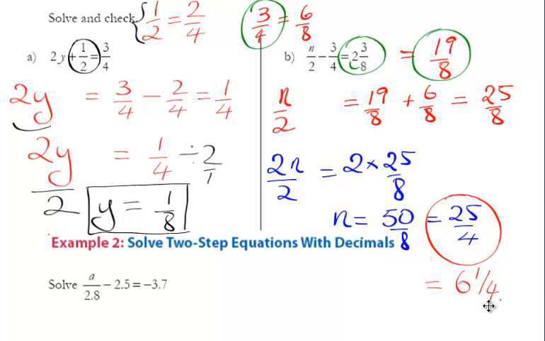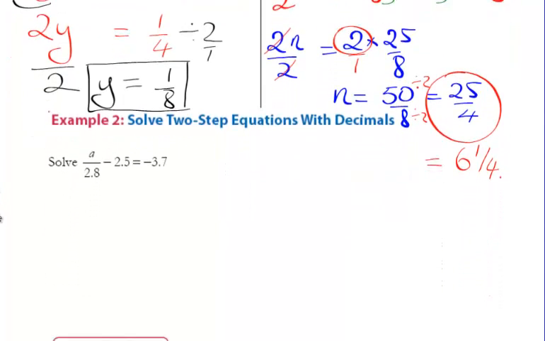So I went through and I added 3 over 4 to both sides. And that gave me n over 2 by itself is equal to 19 over 8 plus the 3/4, 6 over 8, 25 over 8. So that was n divided by 2. I got rid of the division by 2 by multiplying by 2 on both sides, multiplying by 2 there. And that gave me 2 over 1. 2 times 25 is 50. 1 times 8, 50 over 8. Dividing the top and bottom by 2 gives me 25 over 4. That's fairly difficult, a little tricky, isn't it?